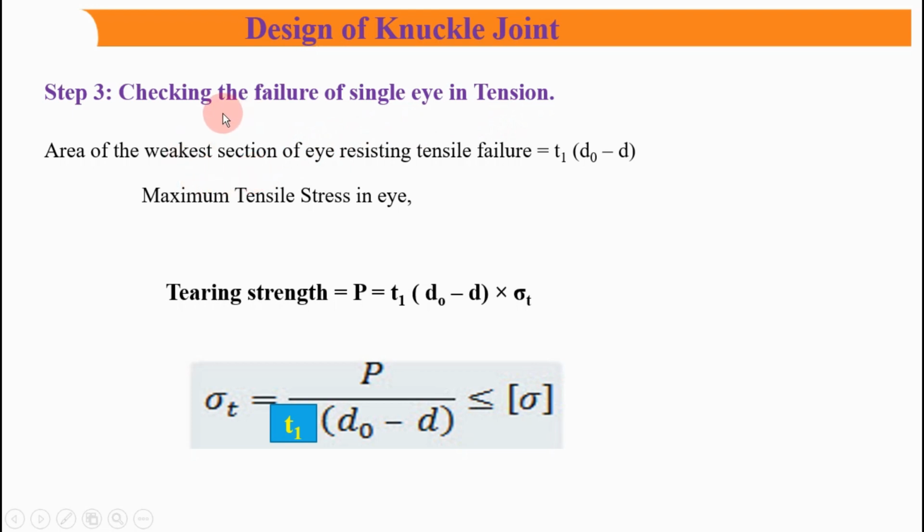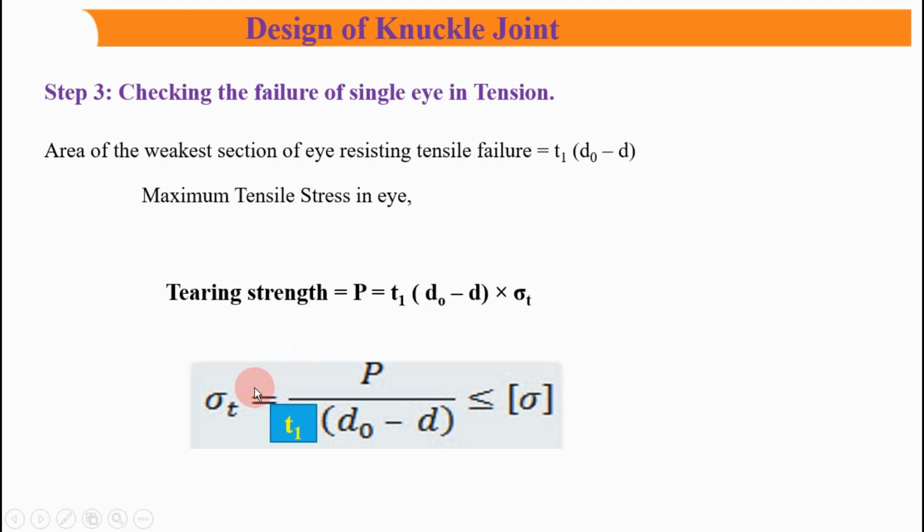So let us see checking the failure of single eye in tension. What does this step 3 tell us? See guys, area of the weakest section of eye resisting tensile failure is equal to T1 into DO minus D. Now maximum tensile stress in eye. What is the maximum tensile stress in eye? This tearing strength is equal to P. We need to equate this with P. P is equal to, this is the formula for maximum tensile stress in eye, T1 of DO minus D into sigma T. What is the formula for tearing strength? P is equal to T1 of DO minus D into sigma T.